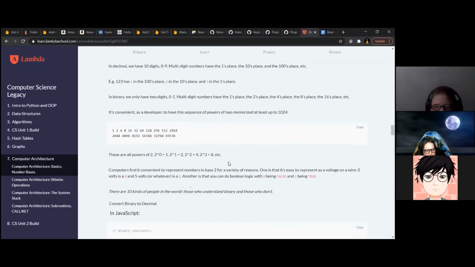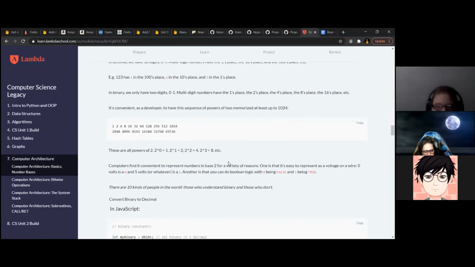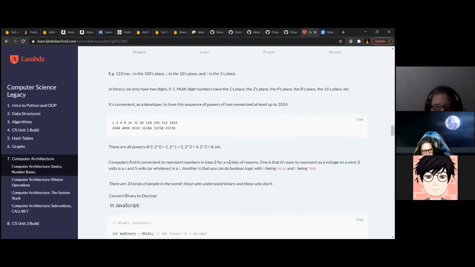It's the same way when you think about gigabytes and kilobytes. Kilobytes is 1024 bytes, and these are literally powers of 2. So 2 to the 0, 2 to the 1 is 2, 2 to the 2 is 4, 2 to the 3 is 8, 2 to the 4 is 16, 2 to the 5 is 32, etc. It's just doubling itself. Yep.